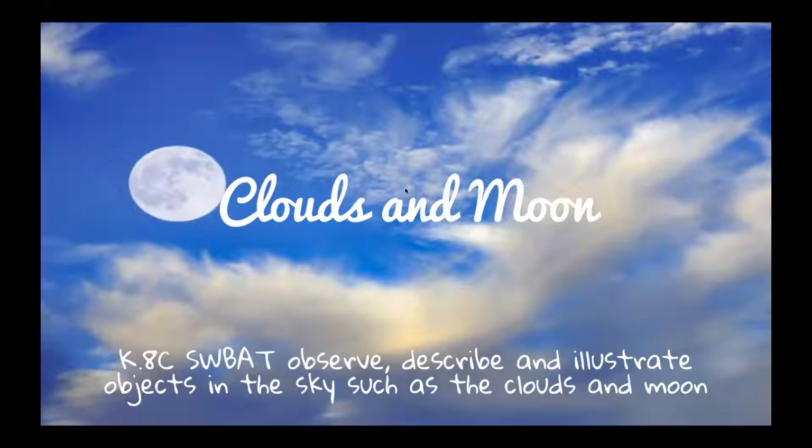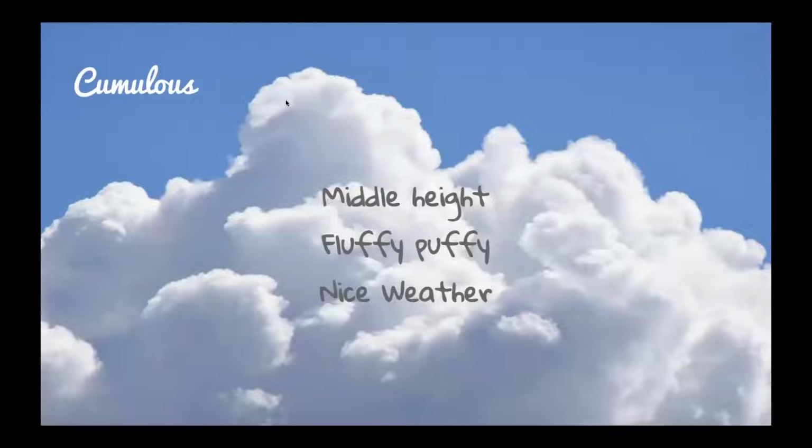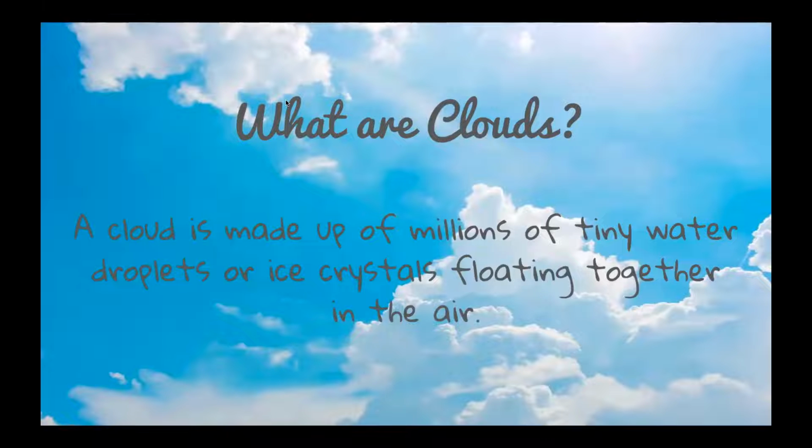So first, we're going to talk about clouds. Now, what are clouds made of? So what are clouds? A cloud is made up of millions of tiny little water droplets or ice crystals floating together in the air. So we can see the water in the sky forms clouds.